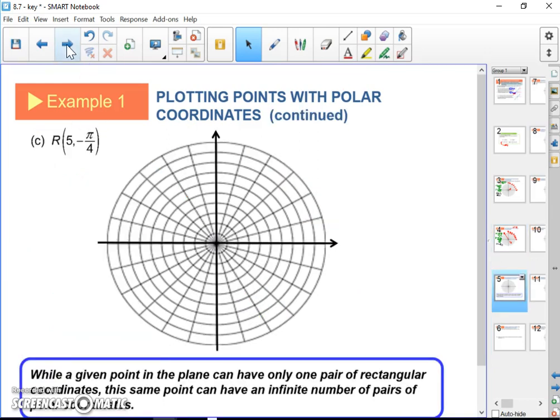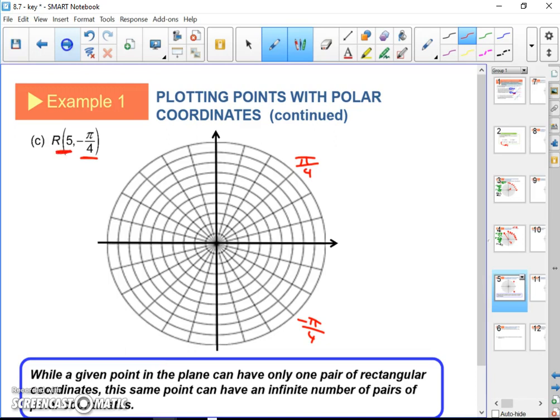Part C, we've got 5 comma negative pi over 4. So pi over 4 is up here. That's like 45 degrees. Negative pi over 4 must be down here. So again, start with the angle. Start with that direction. Negative pi over 4, and then go 5 units in that direction. So 1, 2, 3, 4, 5. Puts us right there. That's point R. I'm going to skip the conversion on this.